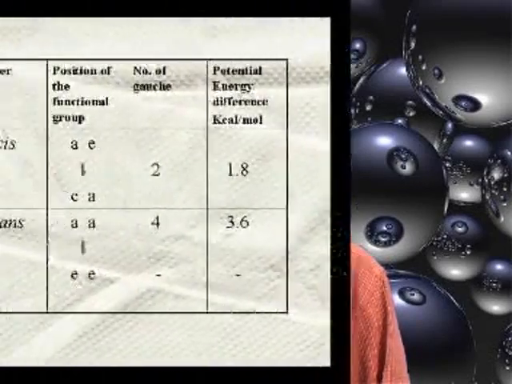If we go to 1,4 trans, the axial-axial combination, just like the 1,3, here also we are getting four gauche interactions. So the potential energy difference is 3.6 kilocalories per mole. As usual, in the case of the equatorial-equatorial combination, there will not be any gauche interactions, so there will not be any rise in the internal energy. So here also, the most stable conformer is the equatorial-equatorial combination. Whenever we find an equatorial functional group, that will be stable. That's all for the conformational analysis of cyclohexane and its derivatives.